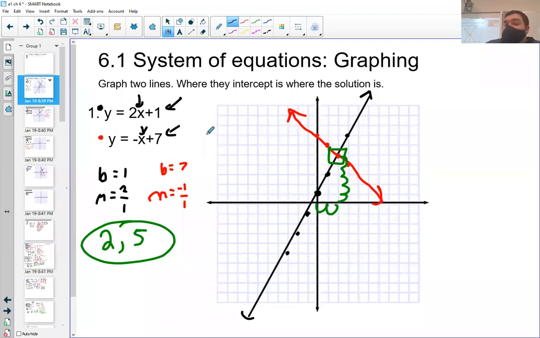I'm just showing that I counted right to up 5. I wouldn't normally draw that. It's just counting where the point is, where they intersect. And then if you plug it in, it should work.